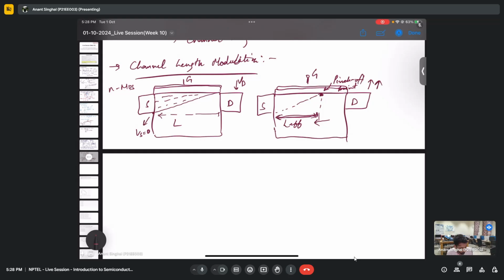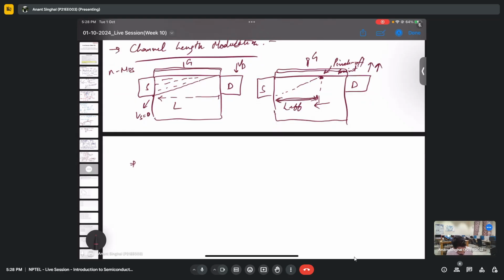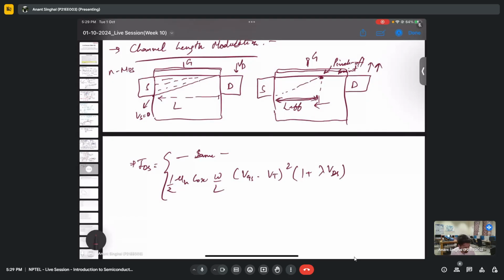And to express this, we come up with an empirical relation, as you already talked, for saturation region only. So for linear it remains the same, so I'm just writing the same here. But for saturation, what we get is mu Cox W by L times (VGS minus VT), which was saying that the VDS dependence is not there, but we have an additional factor which is 1 plus lambda VDS.